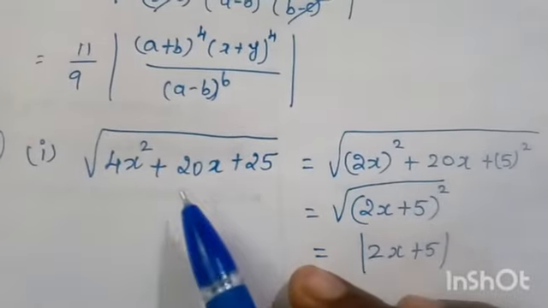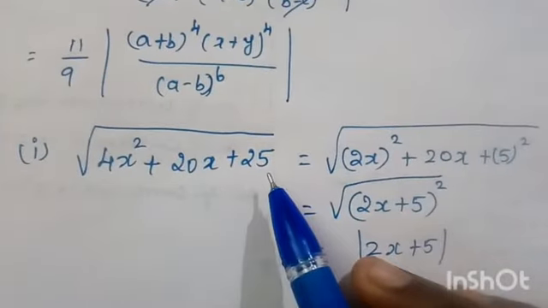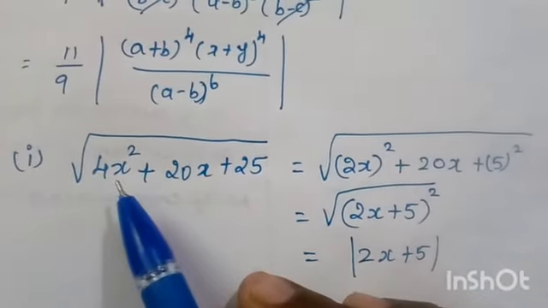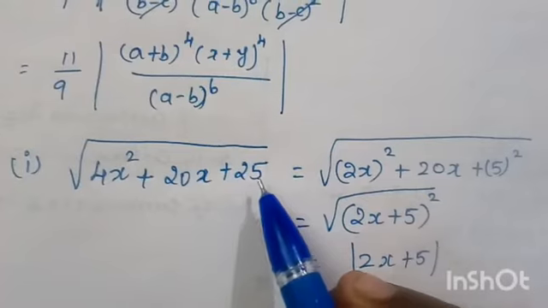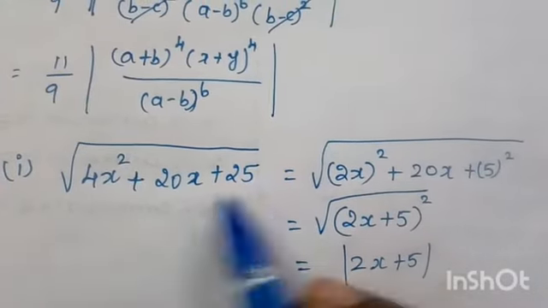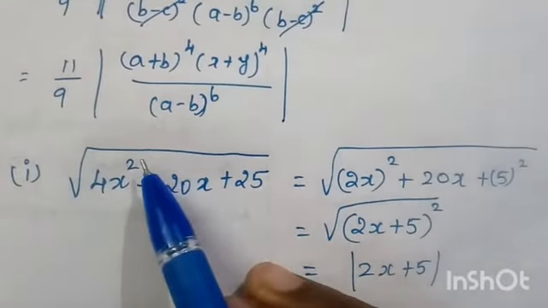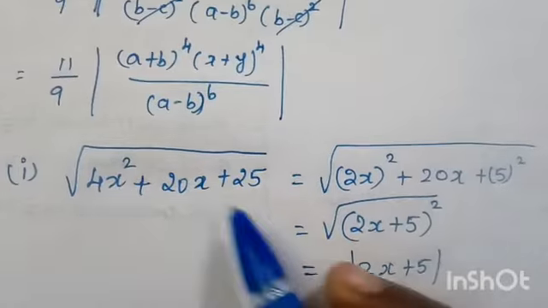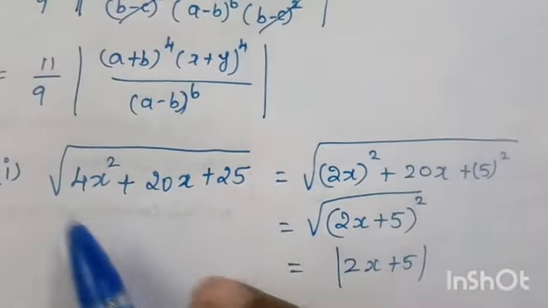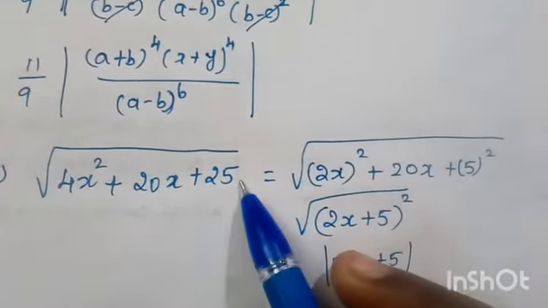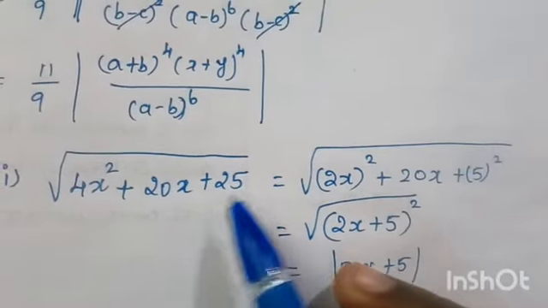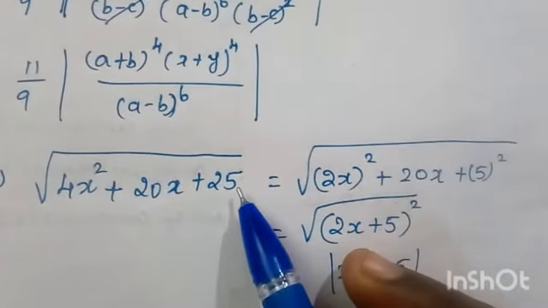Second, first problem: square root of 4x squared plus 20x plus 25. This is written as a square number, and the last term is also a square number. So the first term is (2x) whole squared, and the last term is 5 squared. Using the first term and last term, we can easily identify which identity it is related to.